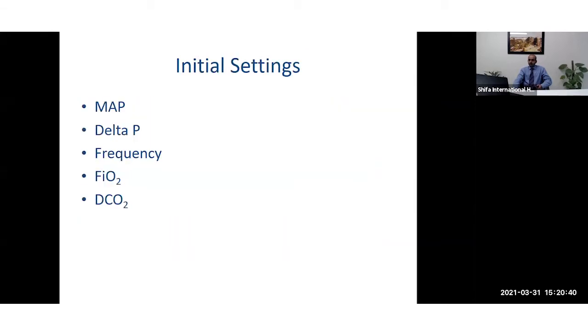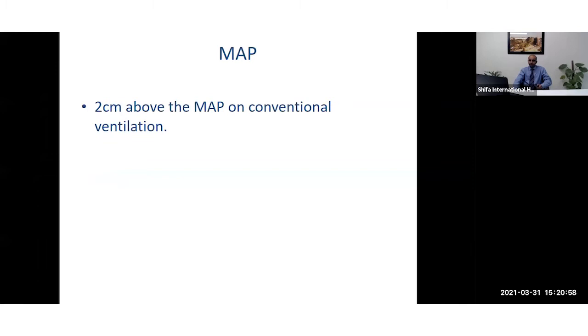So when we decide that the baby needs to be started on high frequency ventilation, these are the different settings that need to be adjusted: mean airway pressure, delta P, frequency, and FiO2. The DCO2 is not something that we need to set, but it is something that we need to monitor while the baby is on high frequency ventilation.